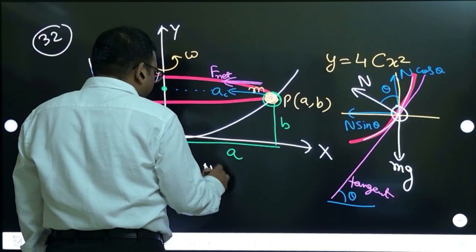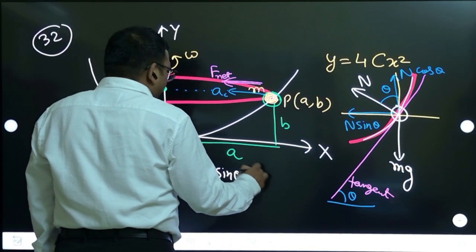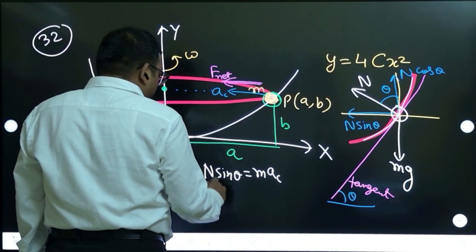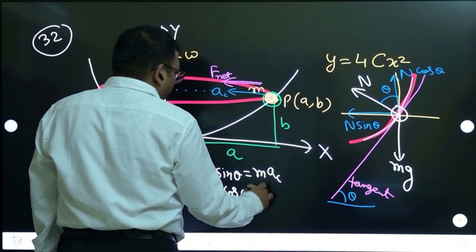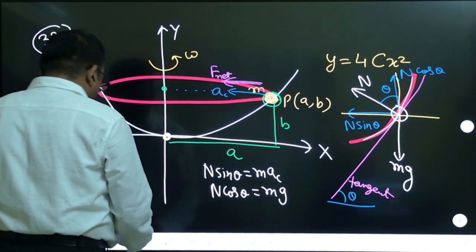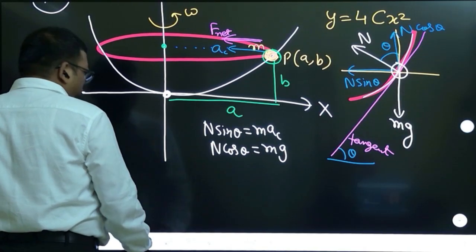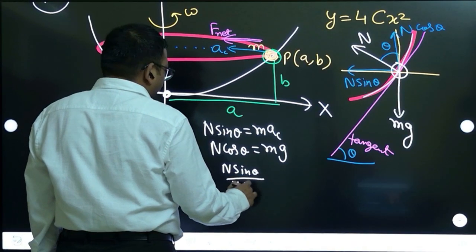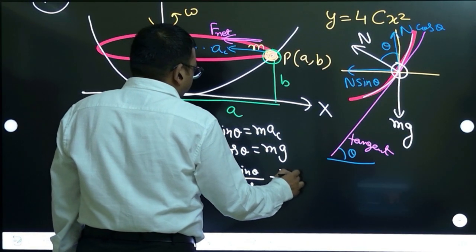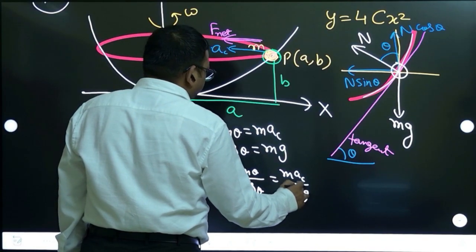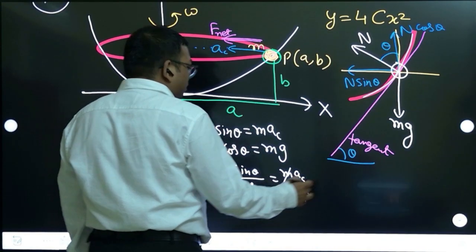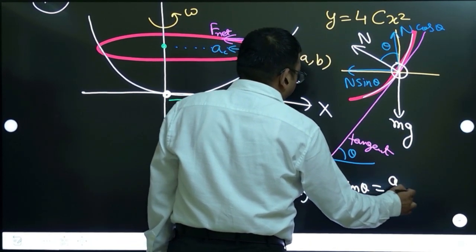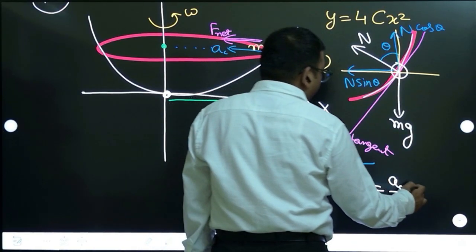So N sin theta is the net force, which is the mass into centripetal acceleration, and N cos theta is nothing but mg. Now let us take the ratio of these two. When you take the ratio, N sin theta by N cos theta, mass into centripetal acceleration over mass into g, the mass cancels, and tan theta comes as a_c by g.